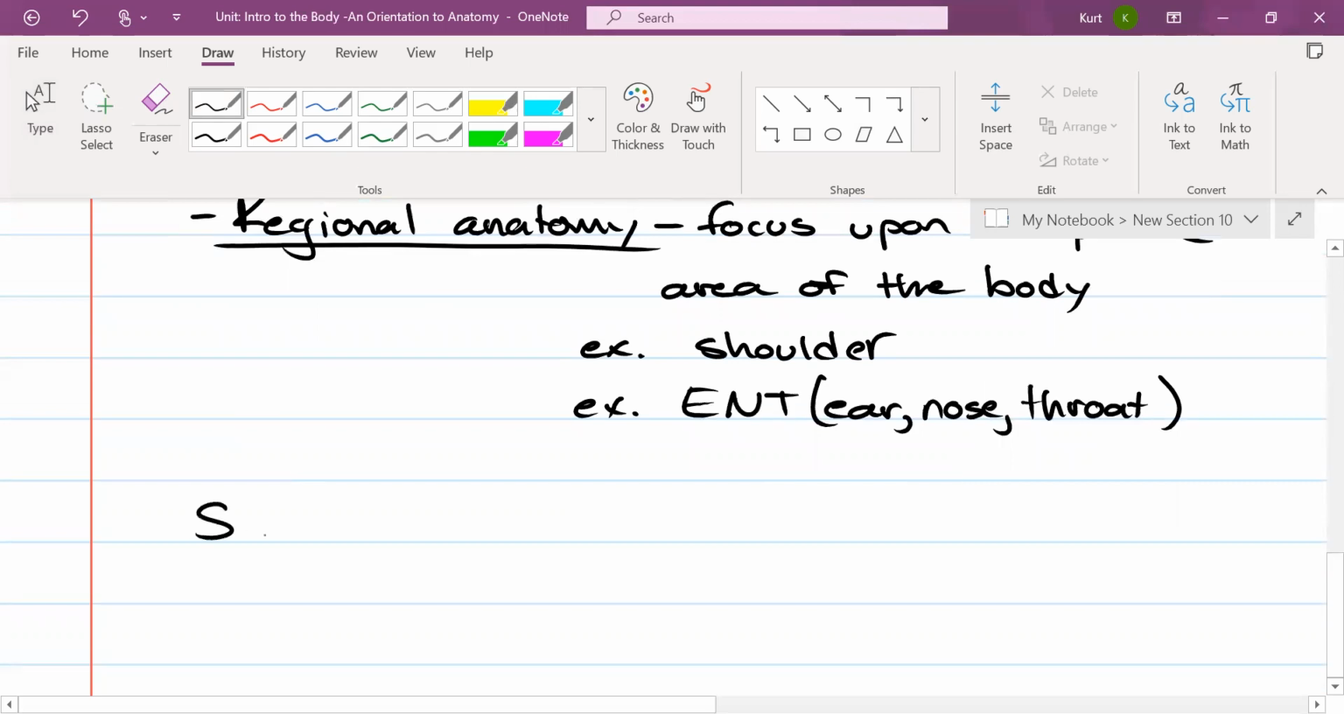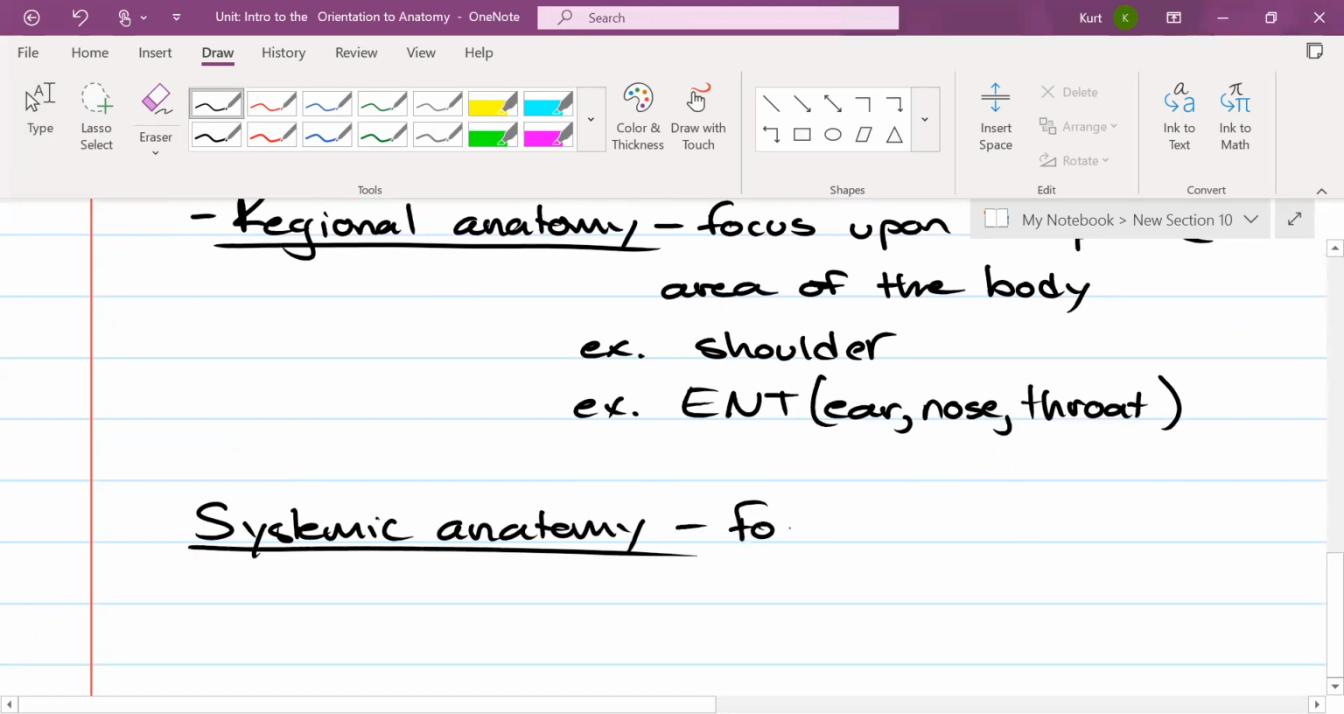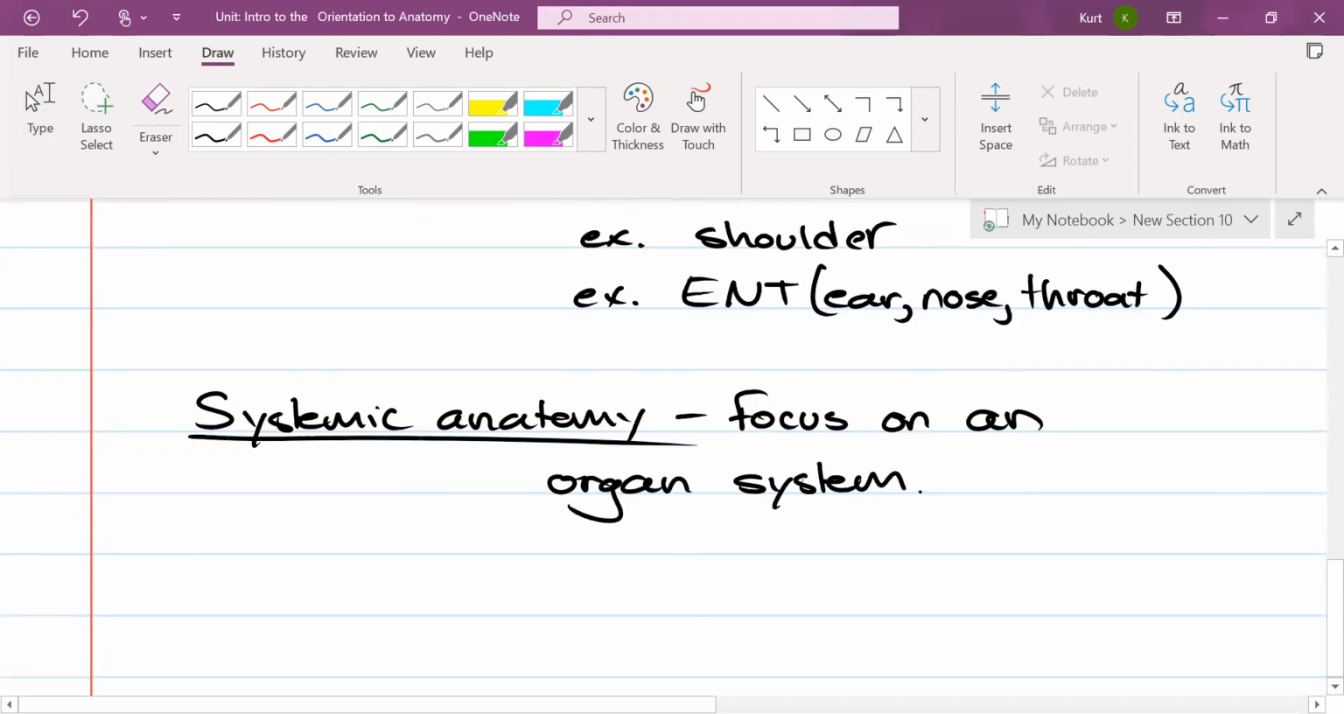All right, then we have systemic anatomy. This is going to be focused on an organ system. So for example, if you had to look at the entire cardiovascular system, that would be an example of systemic anatomy. I don't care about the skeletal system or the endocrine system. I'm just going to worry about the cardiovascular.